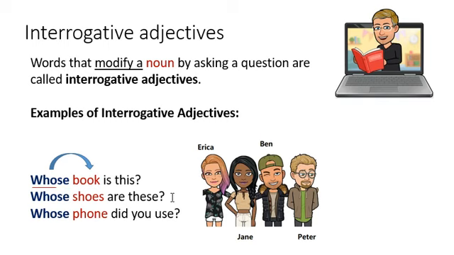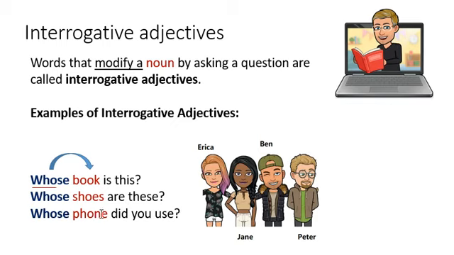Whose shoes are these? Erica's? Maybe not. Jane's? Maybe not. Ben's? Maybe. Peter's? Maybe. You are asking the questions. Whose shoes are these? You want to know who is the owner of the shoes. Shoes is a noun, and the word whose is an interrogative adjective. You want to ask a question about the shoes. Shoes is plural, so you need to put the verb in the plural form. So that's why I'm using are.